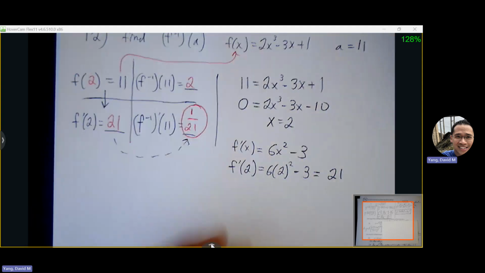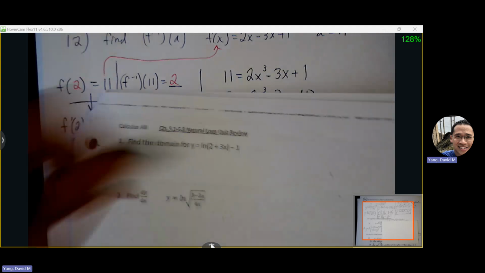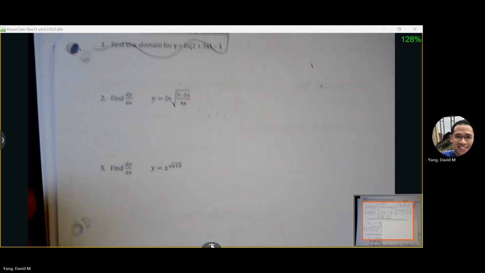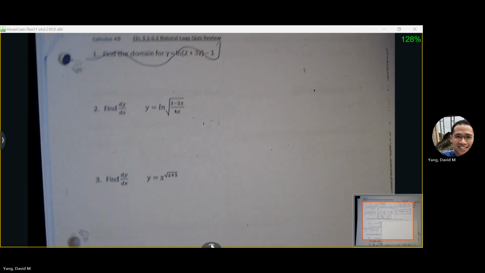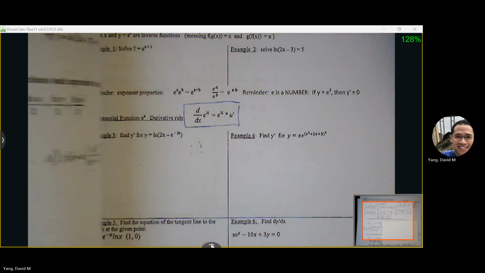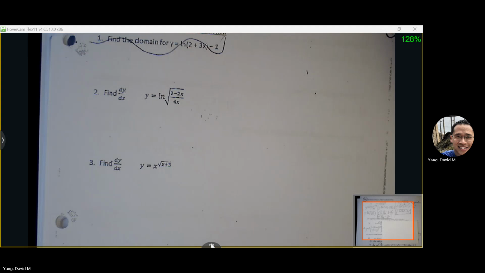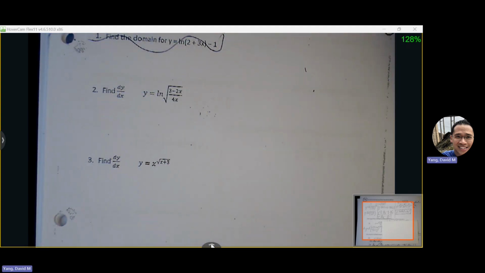Okay, next page. Page 11, we'll start with 2. We'll skip the domain part. We'll skip 4 as well. We'll do 2, 3, and 5. And then page 12 will be your homework. I think we can get through the next 3 problems on page 11. Let's try that. So page 11, let's try 2, 3, and 5.